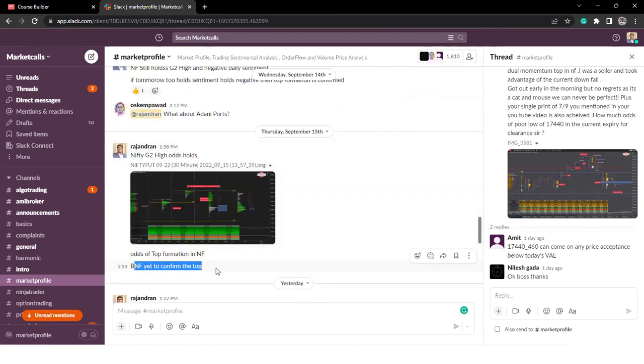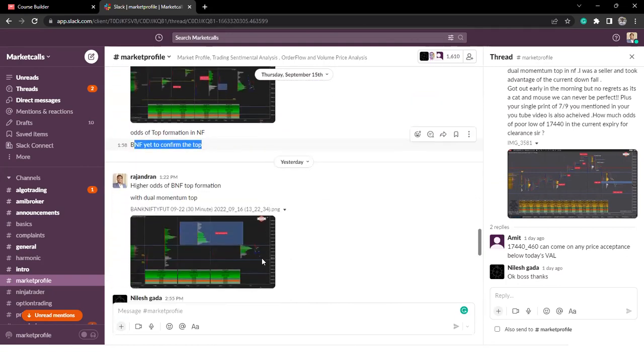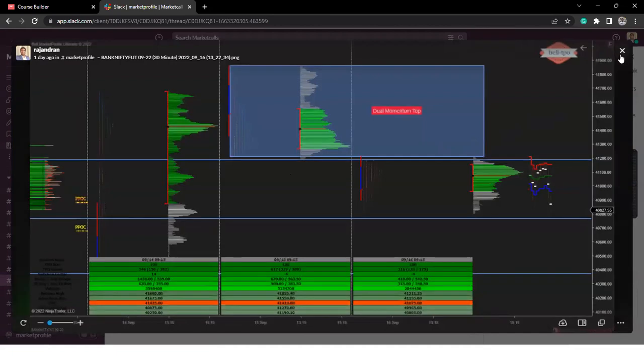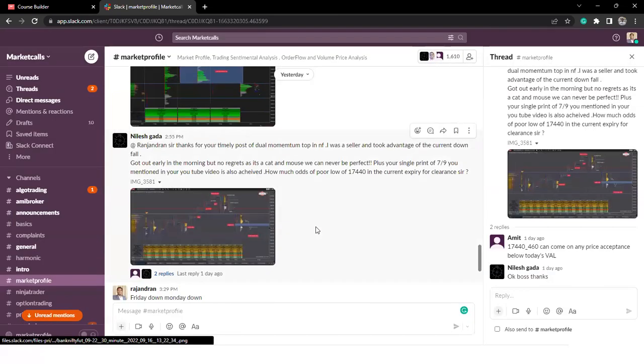Bank Nifty is yet to confirm the top. This is on September 15th. And on September 16th, we also have the information that Bank Nifty has higher odds of forming a top, a kind of top we call a dual momentum top. So this is how the dual momentum top looks like. This kind of pattern, we can use to identify. This is also one form of market generated information.